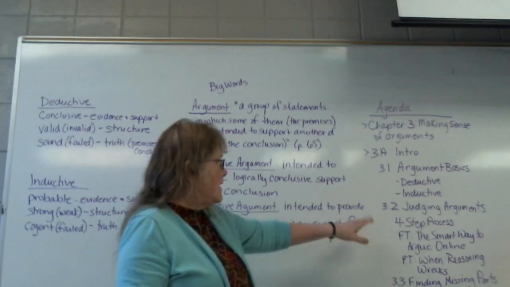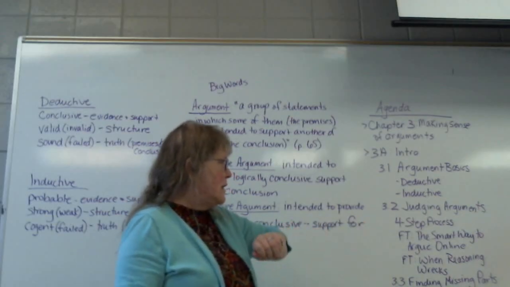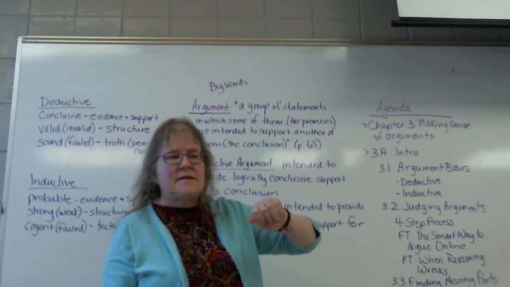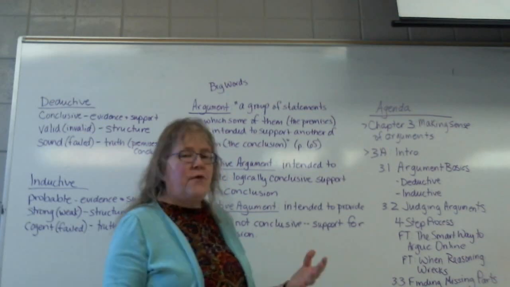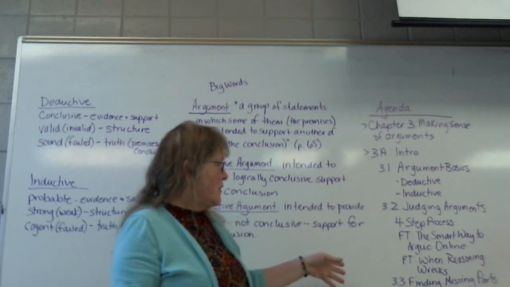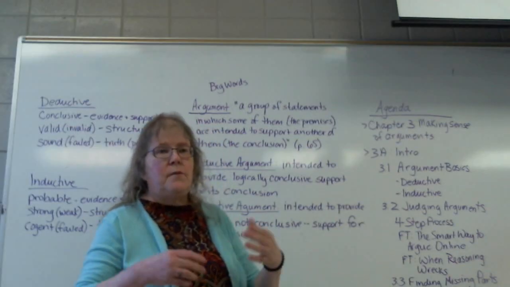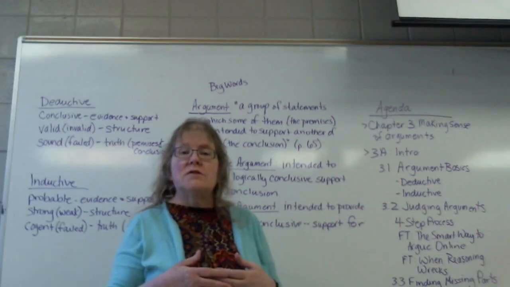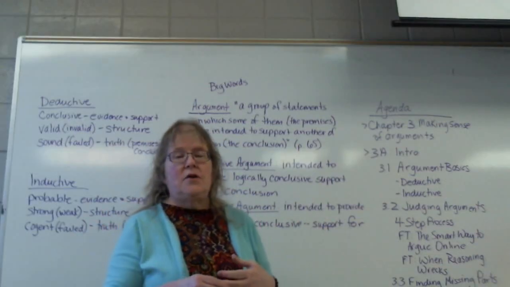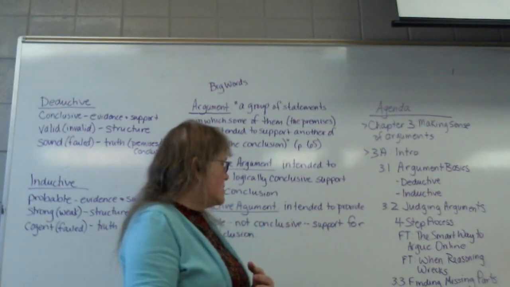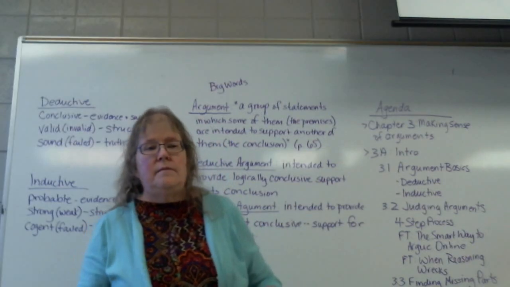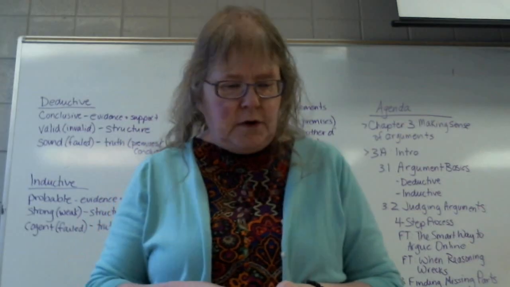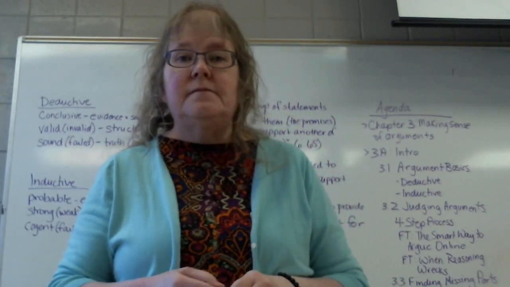Okay? And then in that section, we have a further thought about the smart way to argue online. And then we have a fun little one on when reasoning wrecks. It says, leave the scene of the accident. And the last piece for section A is 3.3, which is finding missing parts, working with implicit premises, things that you're supposed to just already know, which is great when you're talking about an argument, not so great when you're trying to evaluate. Okay, so we're going to get through these 3, and then we'll break it up and do 3B, which is the other 2 parts, 3.4 and 3.5. So, just so you know.